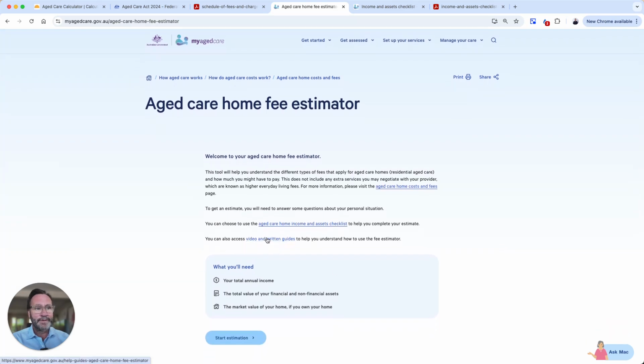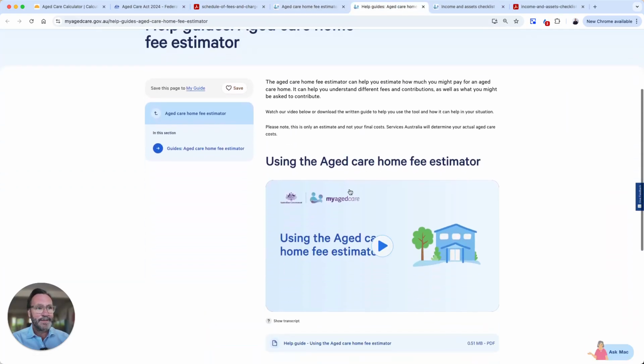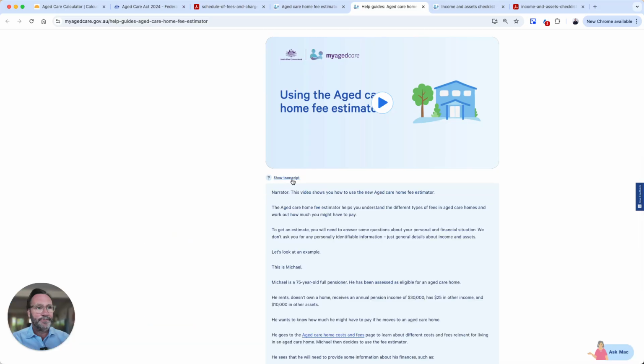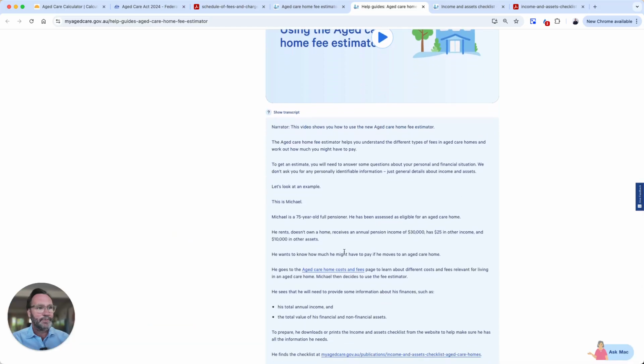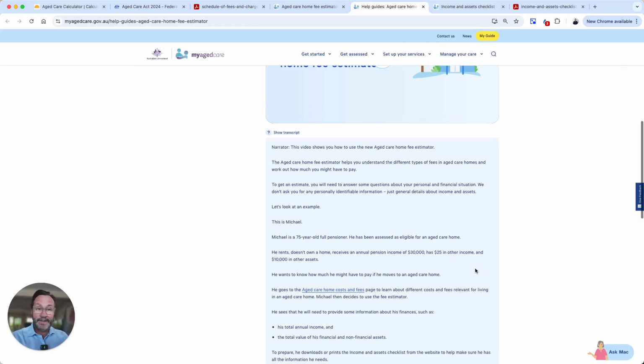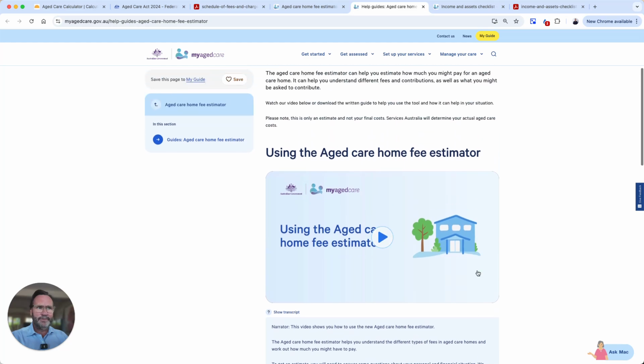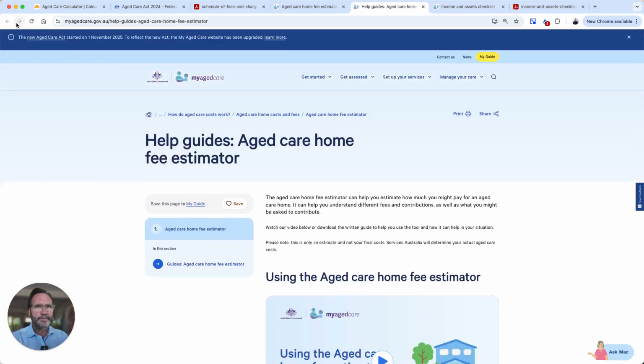What's not important are the video and written guides. They really give very little information. In fact, the Aged Care Home Fee Estimator uses an example of a 75-year-old full pensioner who rents, doesn't own a home obviously, is on the maximum pension, has $25 in other income and $10,000 in other assets. So he essentially has no significant assets to test. So the application or the mechanics of the Aged Care Home Fee Estimator are not relevant at all in that situation.